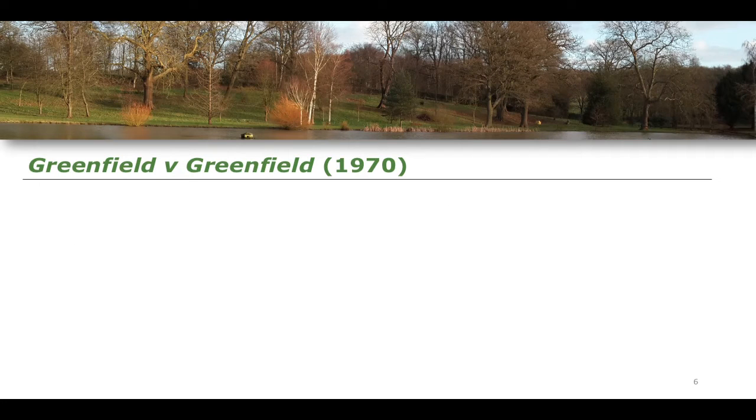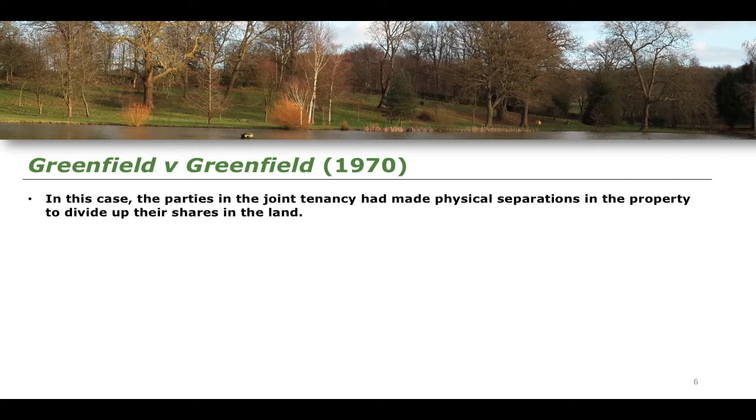An illustration of this point can be seen in the case from 1970, the case of Greenfield and Greenfield. Fundamentally, in this case, the parties in the joint tenancy had made physical separations in the property. So what they had done was they divided physically their shares of the land. Now, you might think that this is actually sufficient to imply through either mutual agreement or mutual conduct that there is a severance of the property.